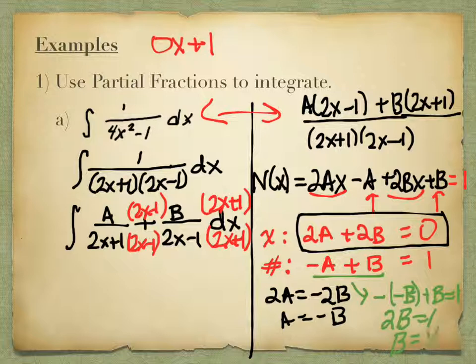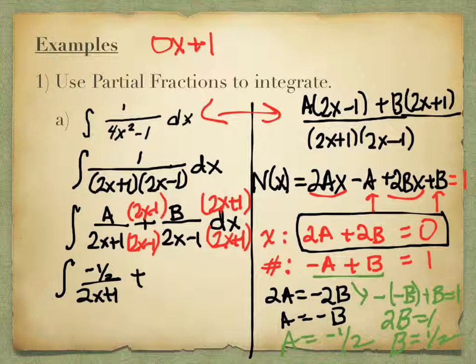1/2. So b is 1/2. So what's a? Negative 1/2, right? We solved for a and b. So back over here in my original problem, we want them separated out, make no mistake. But we have to push them back together to reconcile them to find out what the a and the b are. So my a is negative 1/2 over the 2x plus 1. My b is positive 1/2 over the 2x minus 1 dx.